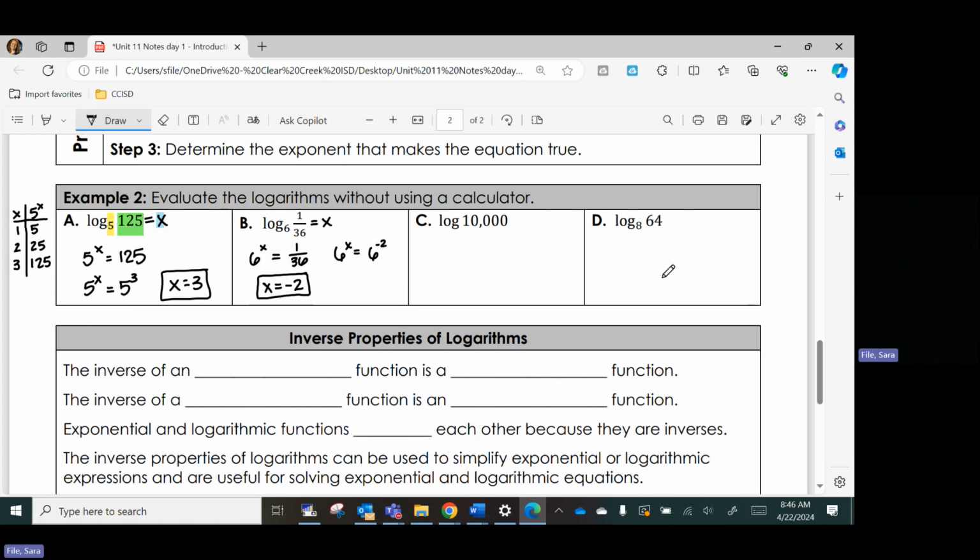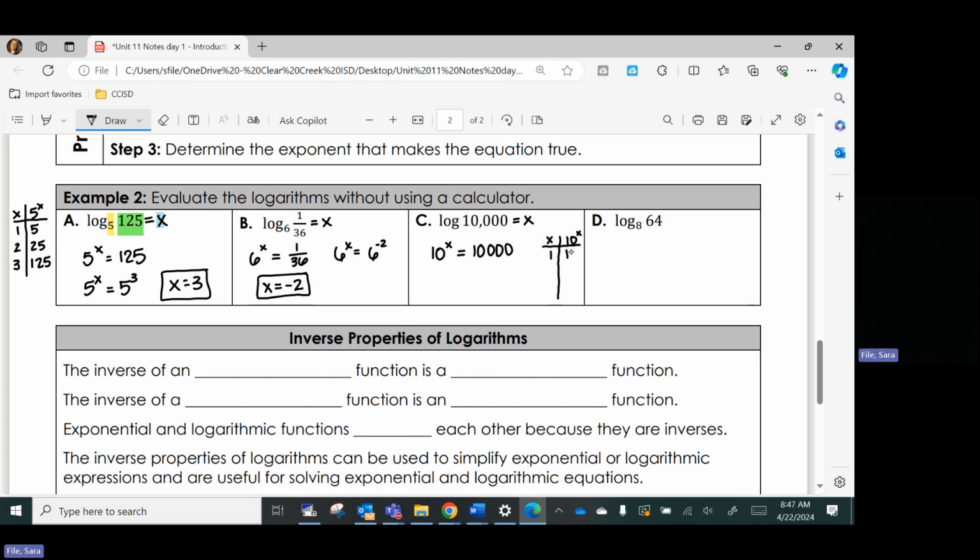All right, C, what is the base? Base 10. No base written, it's an understood base 10. And we're trying to figure out what does this equal? So x is my exponent. 10 to what power is 10,000? If you're not sure, do the same thing we did over there for the 5 base and make yourself a little table.